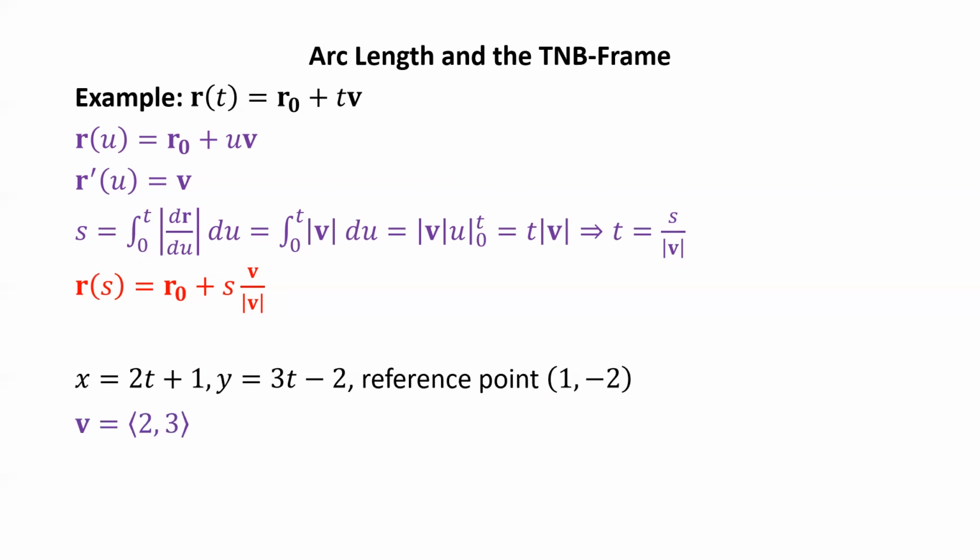Okay, so the given vector is the vector (2, 3). We want to normalize that. The length of this vector is the square root of 4 plus 9, or the square root of 13. So we're just going to replace the 2 by 2 over square root 13, and we're going to replace the 3 by 3 over square root 13. And we have our arc length parametrization. And notice I just used the variable s to stress the fact that this is actually an arc length parametrization rather than an arbitrary parametrization.